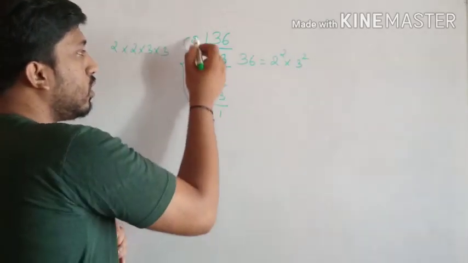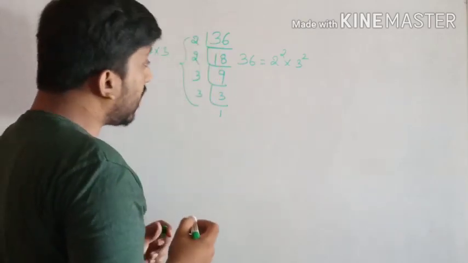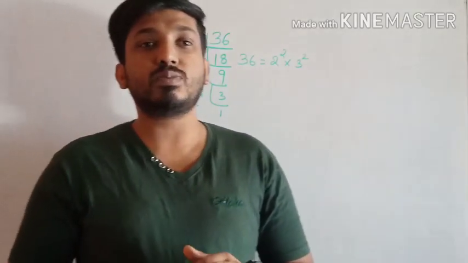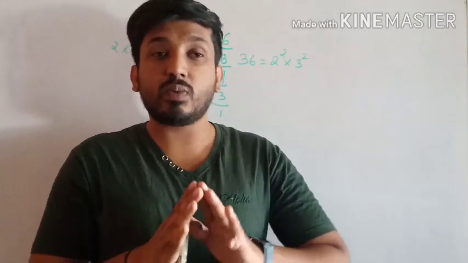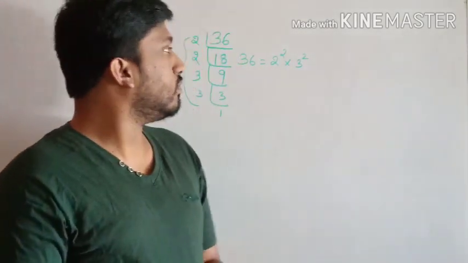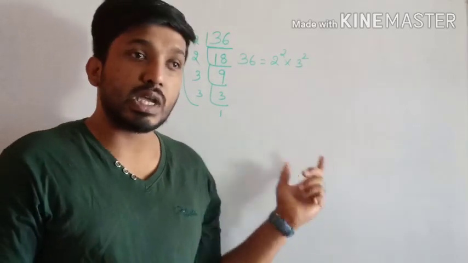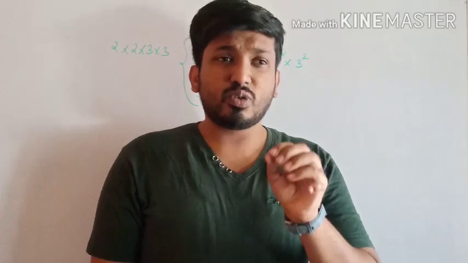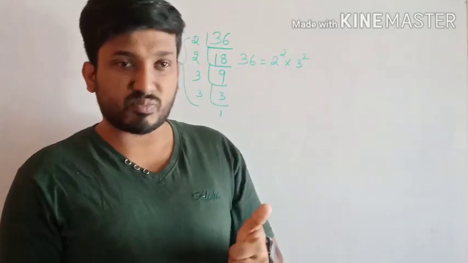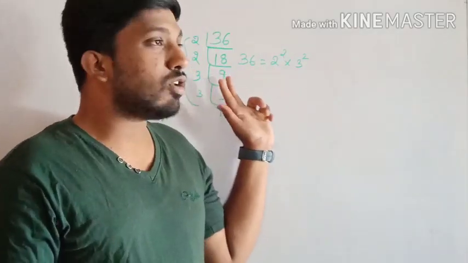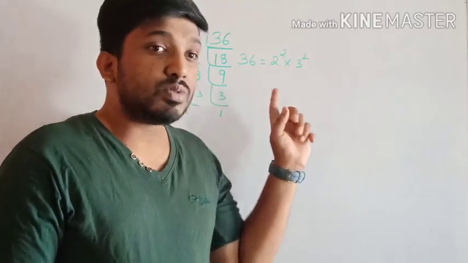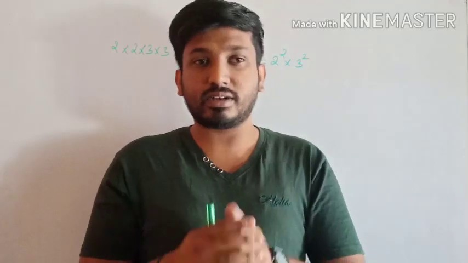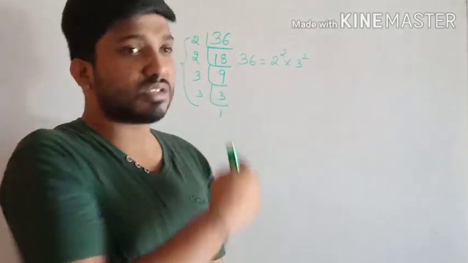Coming back, I'll tell you what prime numbers and composite numbers are. The numbers which cannot be divided by any other number are called prime numbers, whereas a composite number is the opposite of a prime number. For example, 2 and 3 are prime numbers. This number cannot be divided by any other number. Whereas a composite number is the opposite of a prime number; we can divide that number. For example, 36 is a composite number.